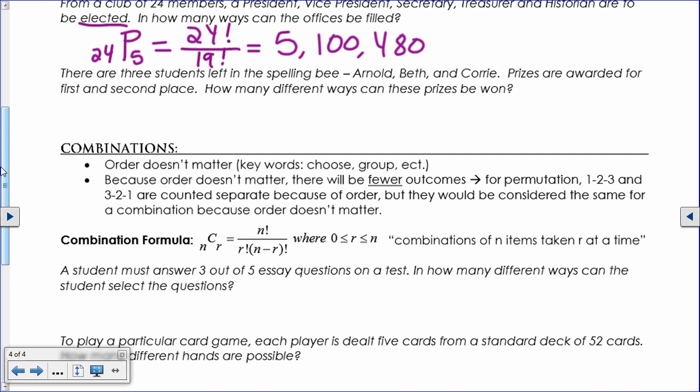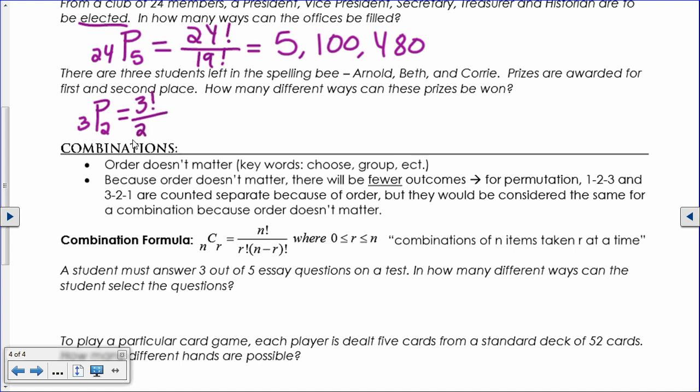There are 3 students left in the spelling bee. I don't know how many started, but there are 3 left: Arnold, Beth, and Corey. Prizes are awarded for first and second place only, so not for the third place person. How many different ways can these prizes, first and second, be awarded? So I have 3 people, but I'm only going to choose 2 of them to earn a prize. So how would I write this as a permutation?